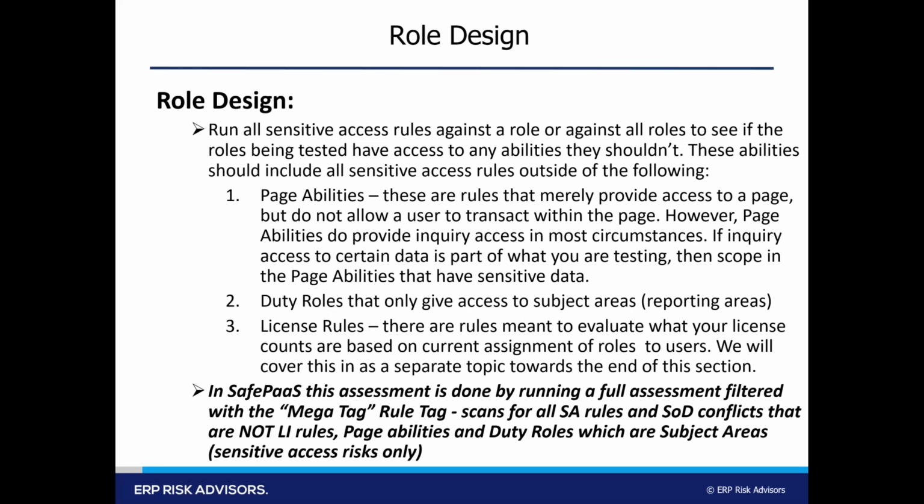So how do we get confidence that the roles in and of themselves have the appropriate abilities within them, so they have the appropriate sensitive access risks, and to the extent that they would be what you would think of as SOD conflicts, they would be mitigated appropriately. So mitigation would typically come through the concept of an approval process.